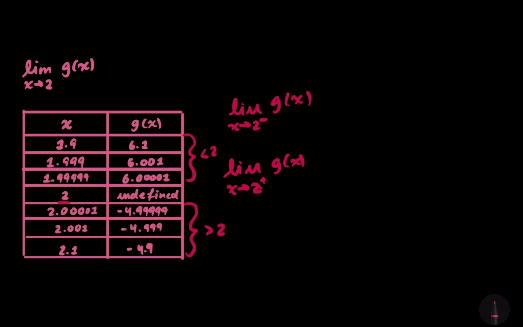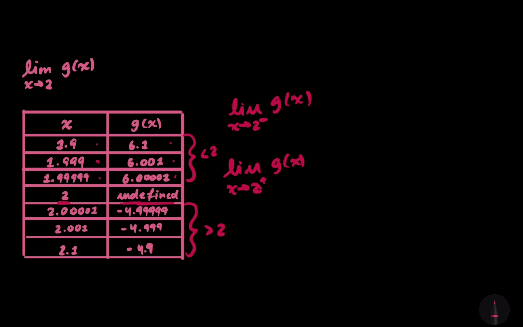The first thing to do is check if it's actually defined at x equals 2. It seems like we're not defined at x equals 2 in this case. And essentially, we can then just look at the different step sizes. We have 1.9, 1.999, etc., and we can look at the corresponding g of x values. So we have 6.1, 6.001, and then this number over here.